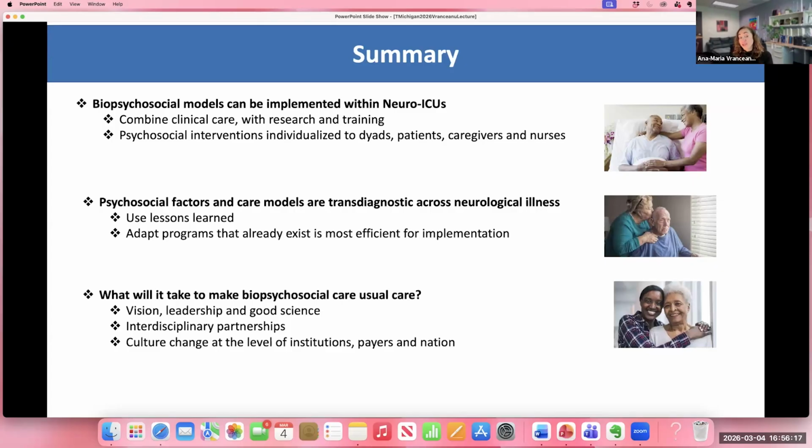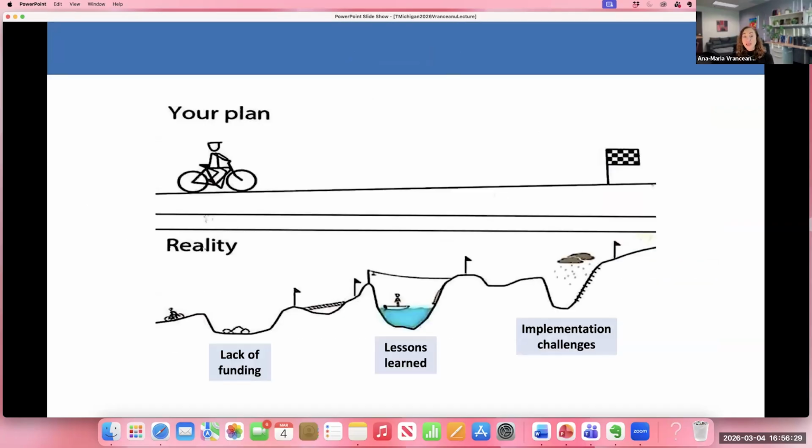And then what will it take to make biopsychosocial care usual care? I think vision, leadership, and good science, interdisciplinary partnerships, and then culture change at the level of institutions, payers, and the nation. So my last slide is really sort of this process of research.